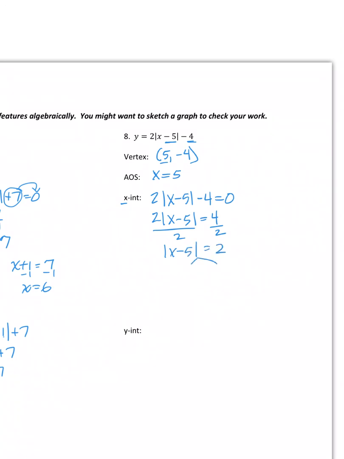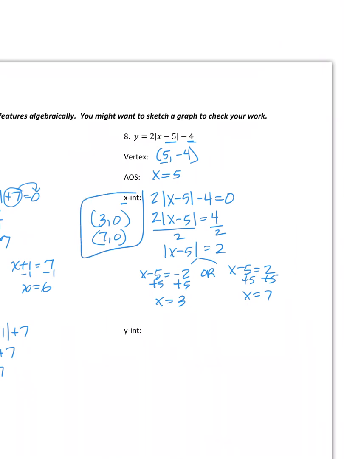And now we split it up. So x minus 5 equals negative 2, or x minus 5 equals positive 2. So let's solve it. So x is 3, or x is 7. So my x-intercepts are 3, 0, or 7, 0. There's 2 different x-intercepts. I think I said y-intercepts, but they're x-intercepts.